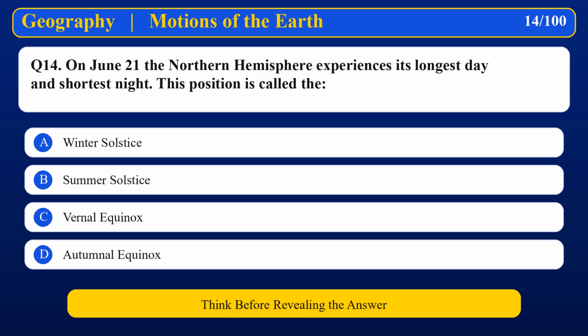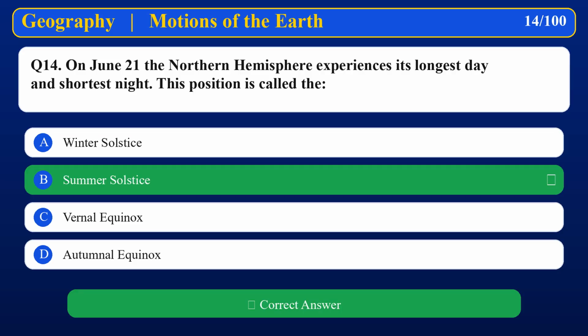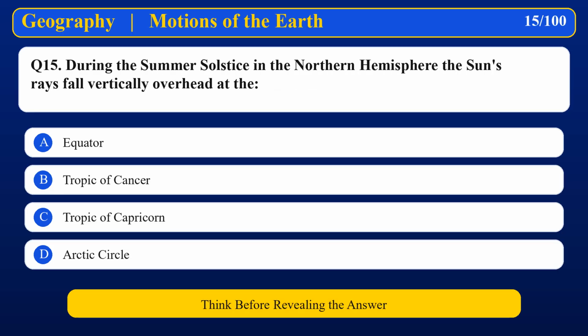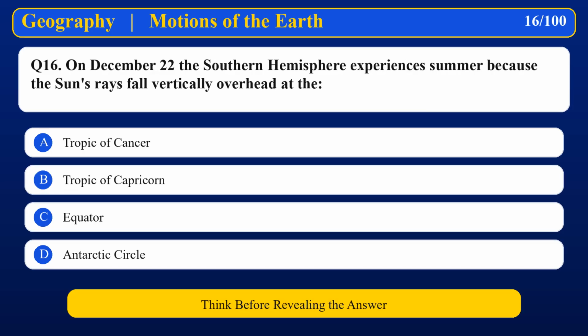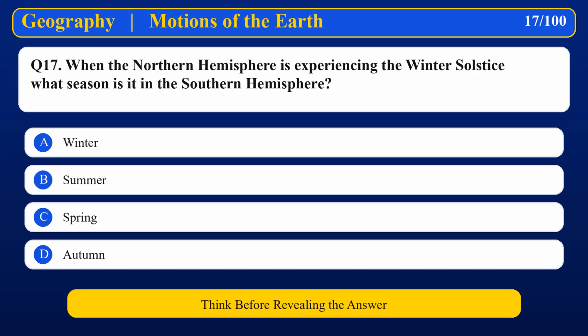This position is called the summer solstice. During the summer solstice in the Northern Hemisphere, the sun's rays fall vertically overhead at the Tropic of Cancer. On 22nd December, the Southern Hemisphere experiences summer because the sun's rays fall vertically overhead at the Tropic of Capricorn. When the Northern Hemisphere is experiencing the winter solstice, what season is it in the Southern Hemisphere?